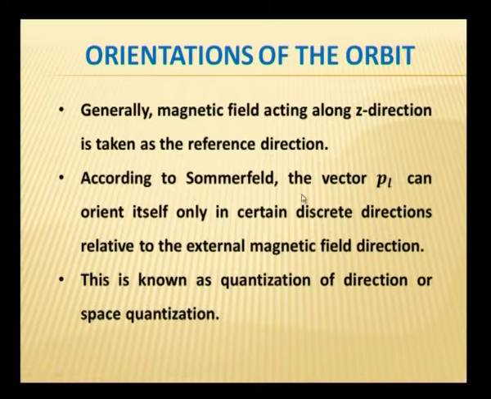According to Sommerfeld, the vector PL can orient itself in certain discrete directions relative to the external magnetic field direction. This is known as quantization of direction or space quantization. As I told you, you can have an electron revolving in this orbit, then I can have an orbit like this, then another orbit.